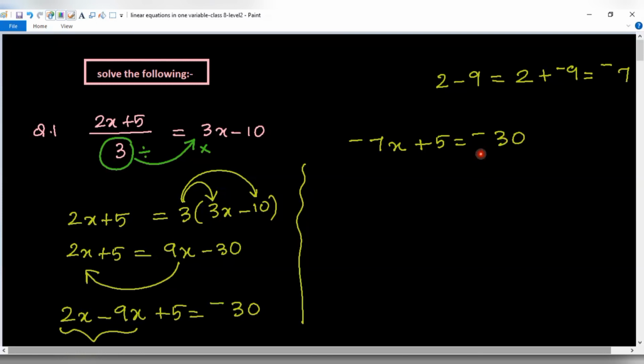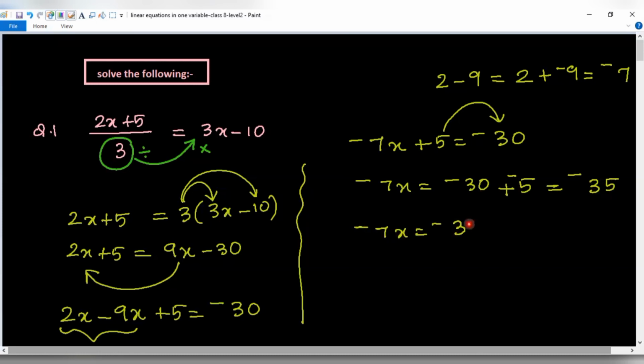In the next step, let us take this positive 5 to the right side. Positive 5 when taken to the right side becomes negative. So minus 7x is equal to minus 30 and this is going there, so minus 5. Now what is minus 30 minus 5? Here also we have a negative sign. We can split it as plus minus. So actually we are adding two negatives. So the answer is also negative and we have to just add the numbers. So it is minus 35. Now what we have is minus 7x is equal to minus 35.